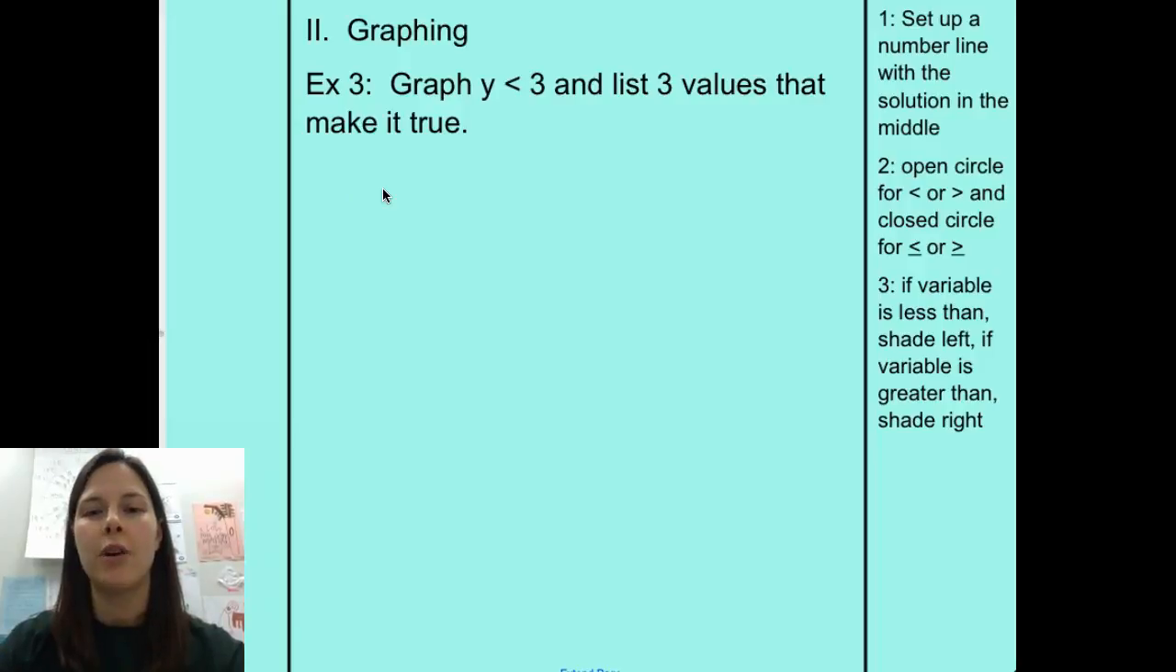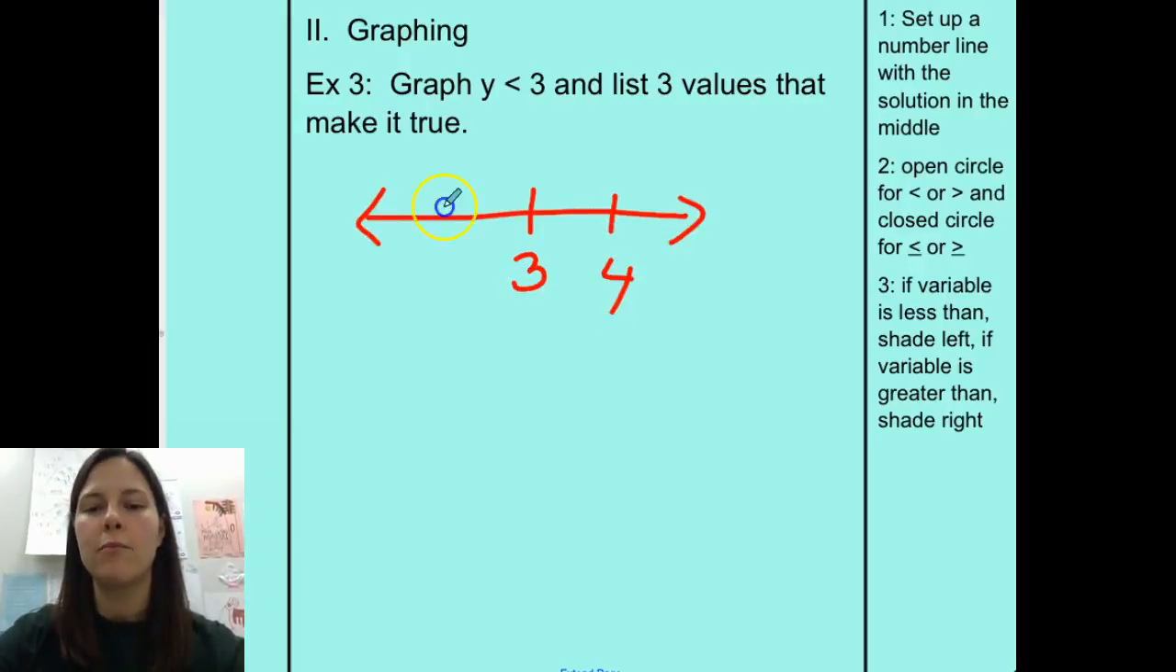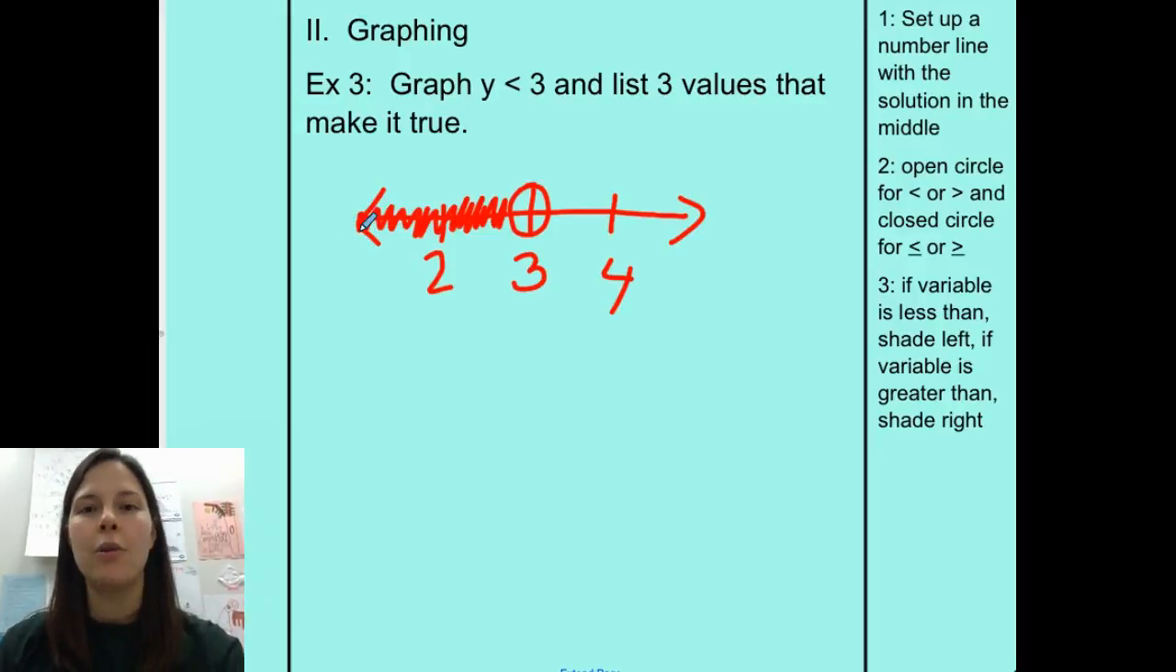So I'm starting off with an inequality, pretty basic. y is less than 3. When I set up my number line, I usually mark 3 numbers on it. My solution goes in the center, and one value on either side to communicate how a number line is set up properly. If it's greater than or less than, we use an open circle. What that does is it expresses that that value is not actually a solution to the inequality. 3 is not less than 3, so it would not make the inequality true. However, of course, all of the values that are less than 3 would make the inequality true. So everything up to but not including 3 would make this inequality true.